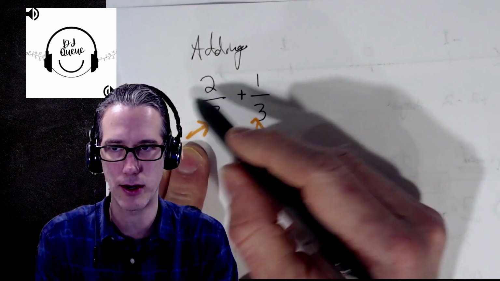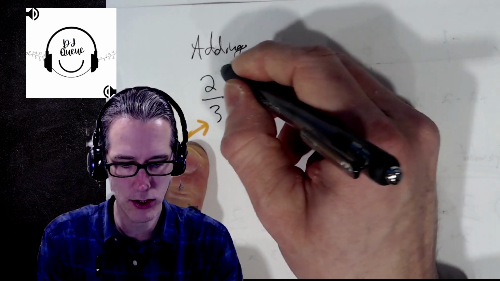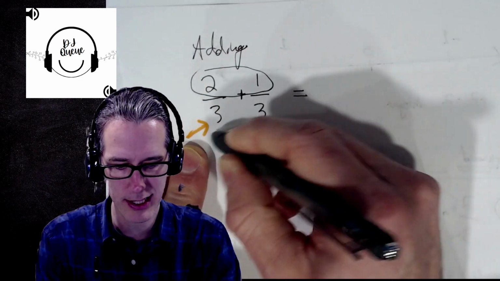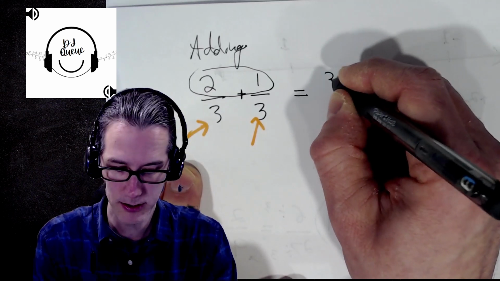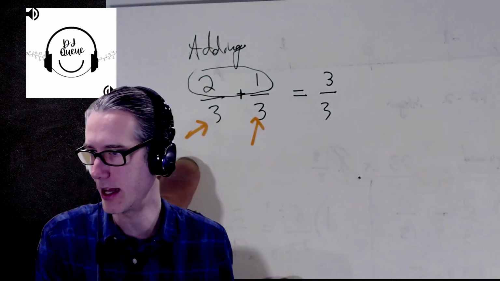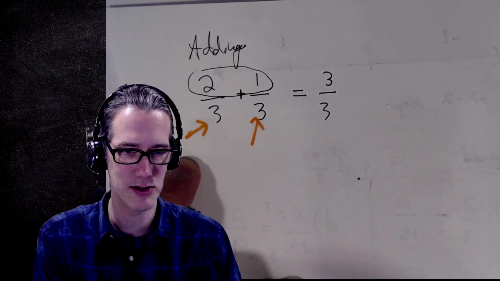You just add across the top. So just like that, you'd only add the numerators if the denominators are the same, giving you 2 plus 1 is 3 over 3. That one, I'm going to say, is not our DJQ. I appreciate your input, but you're still welcome to answer in chat.